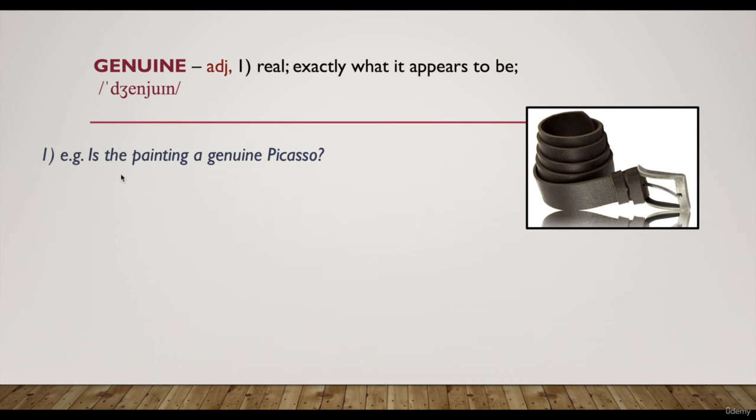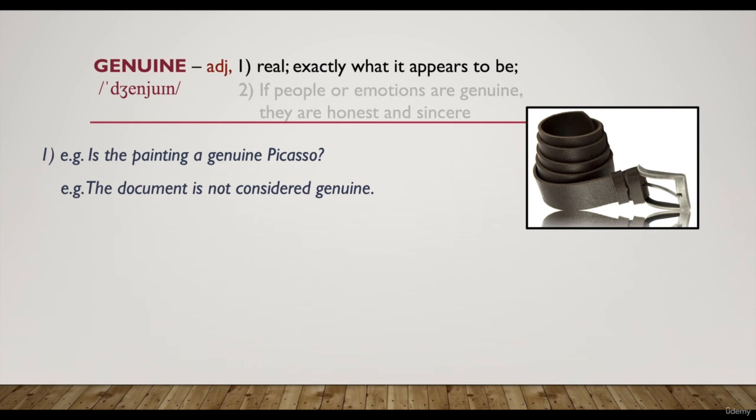For example, is the painting a genuine Picasso? That is, is that a real Picasso's work? Another example, the document is not considered genuine. So it's not a real document. It's just a fake document.